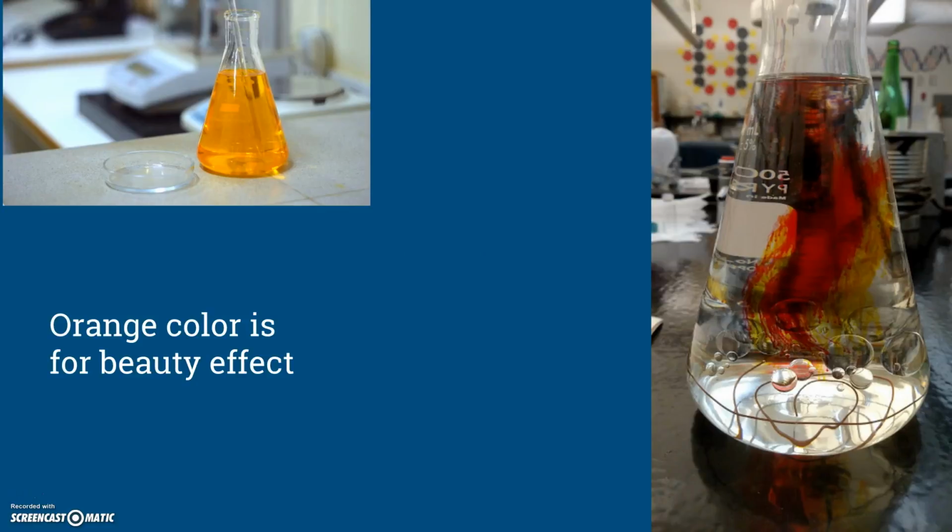And then we have our color. Like I said before, we decided to go with orange. On the right you see the mixture of the two dyes. It's the red and yellow, making the orange. And really this has no major effect on the workability of the lava lamp. All it does is give it that beauty effect. It gives it something nice to look at besides two clear liquids.